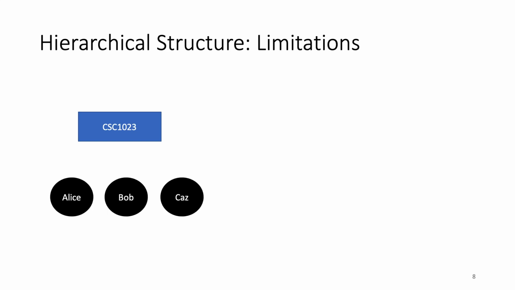So if we have, for example, a module, CSC1023 here, and we have our students, our lovely students, Alice, Bob, and Kaz underneath it, and they're linked to this module. They are children of this module. God, that's awful, isn't it? Welcome, you're all children of this module.